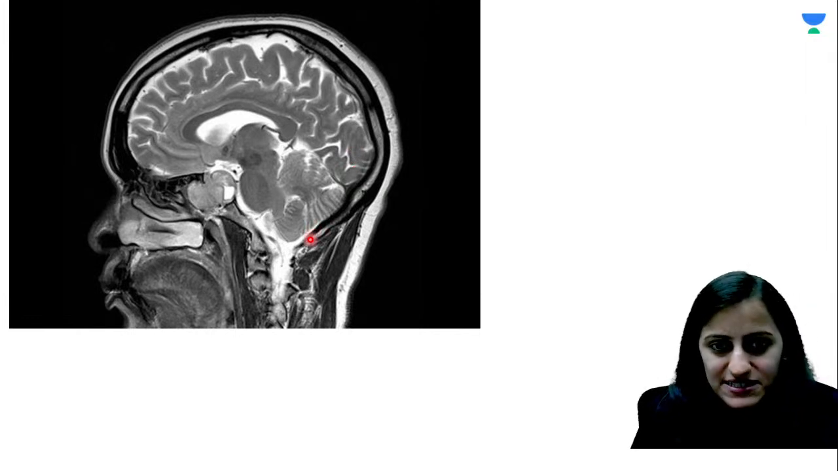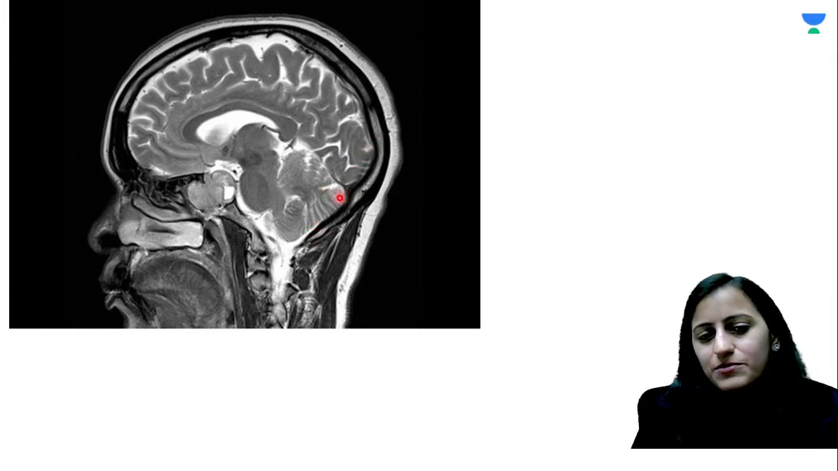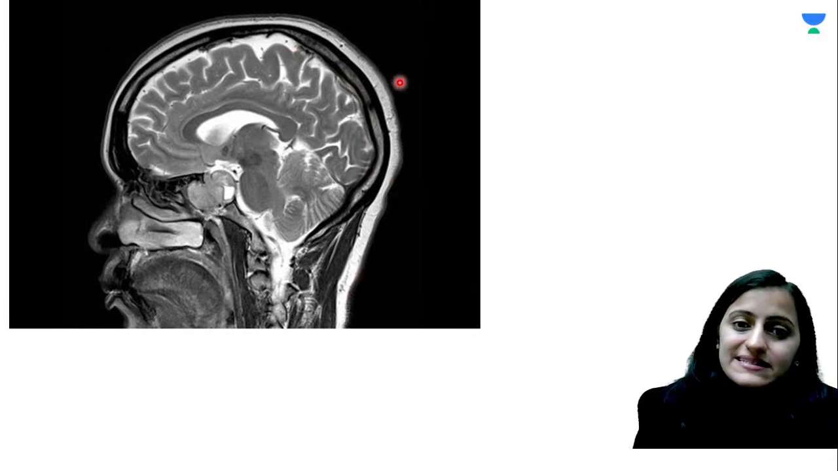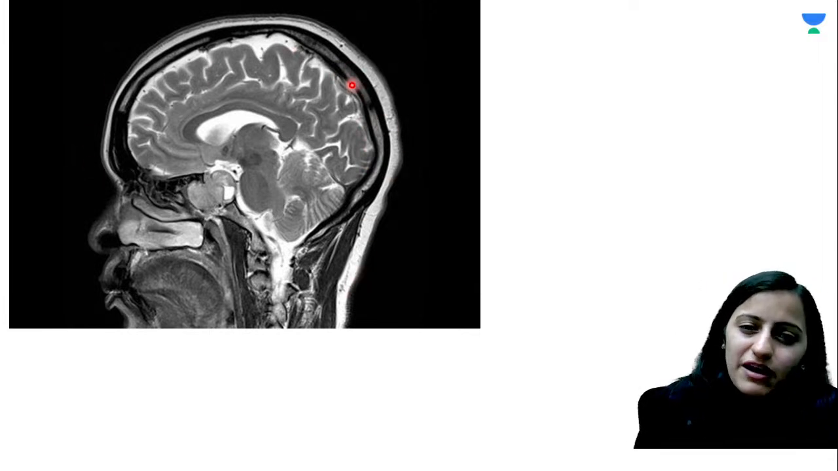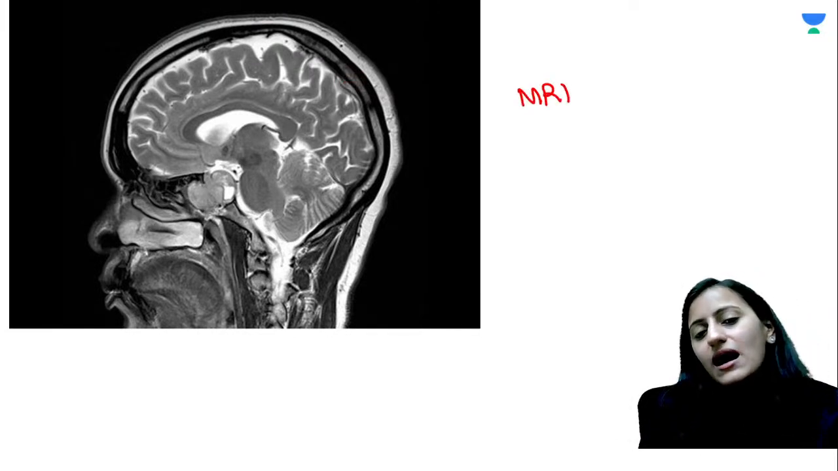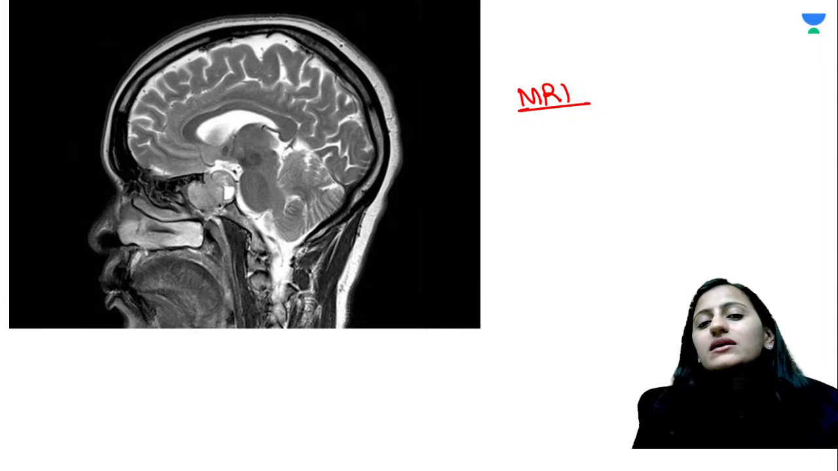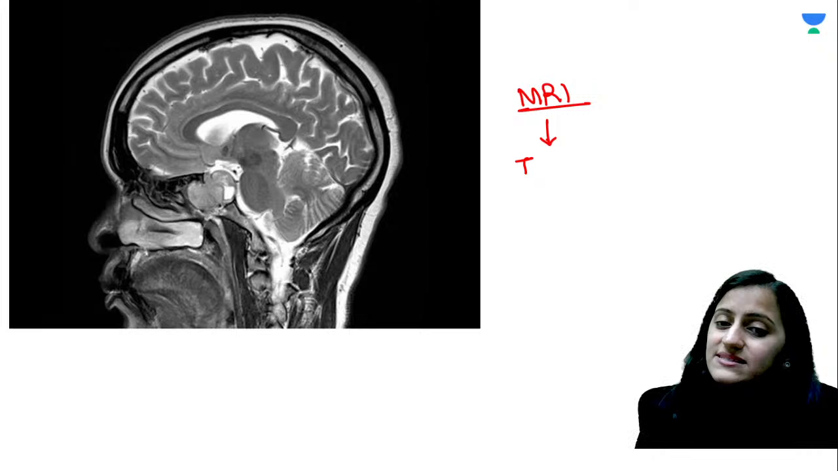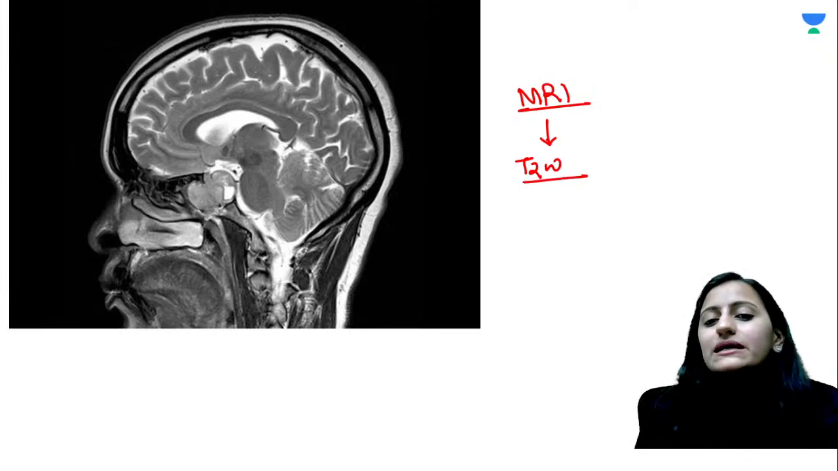Very good. Now you see this black line just outside the brain parenchyma. Do not get confused by this outermost white line. You have the black line inside, so that tells you that this is MRI. We have discussed in our plus classes what sequence of MRI this is. This is a T2 weighted MRI.